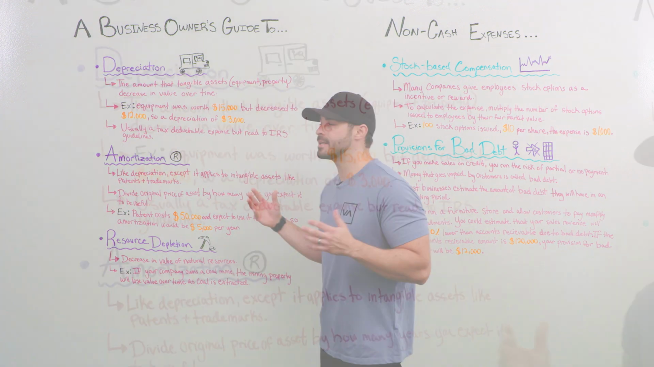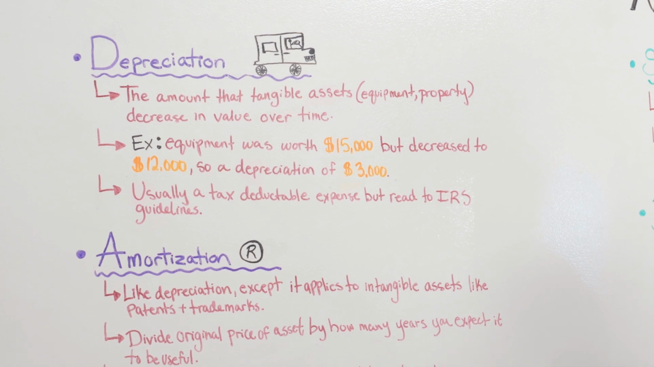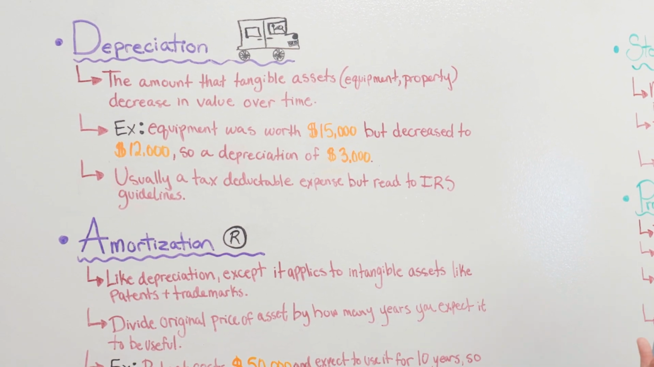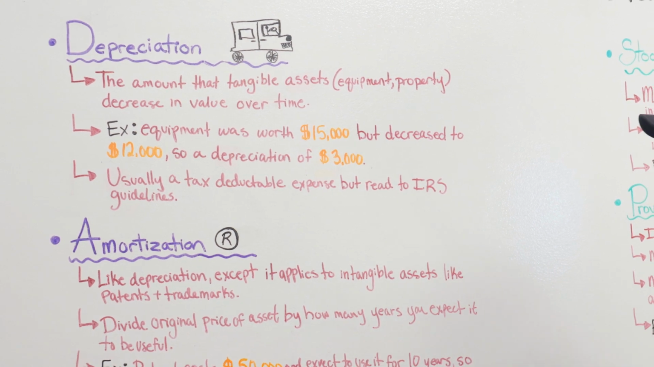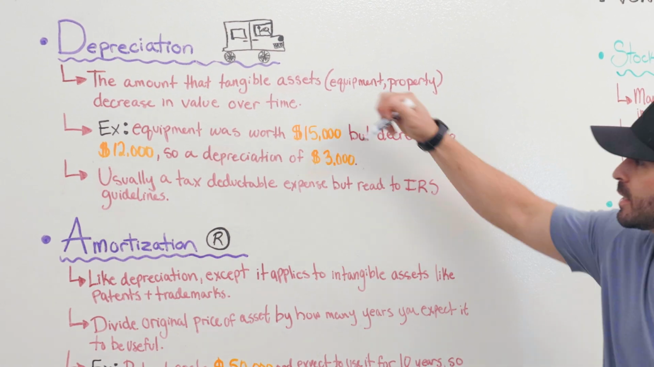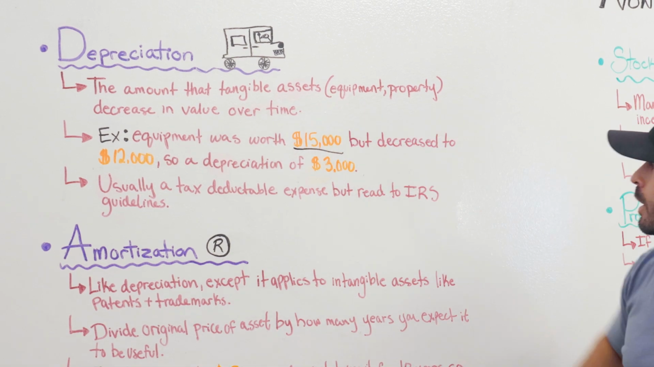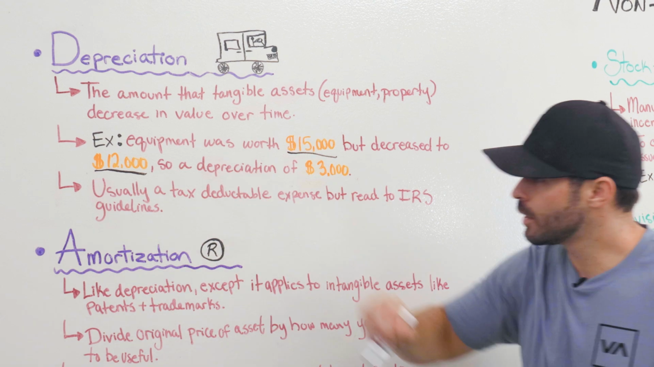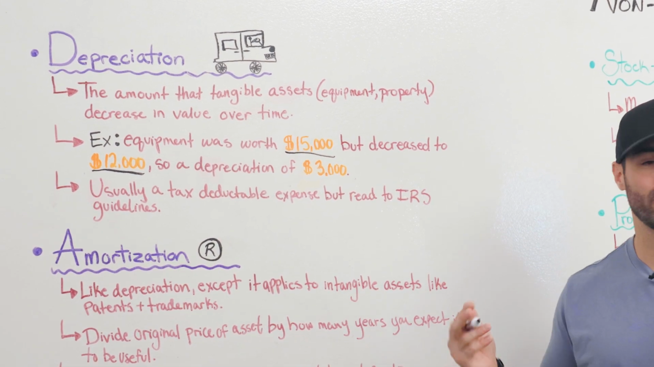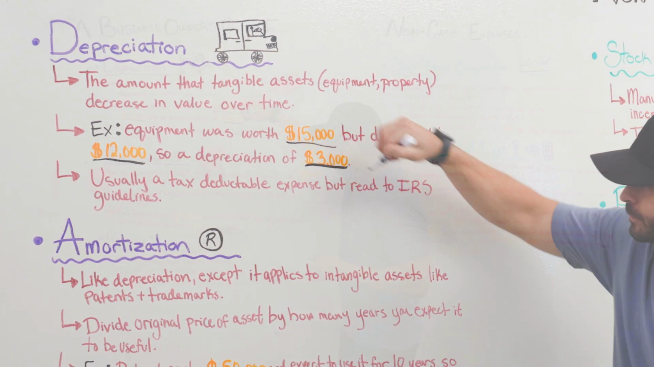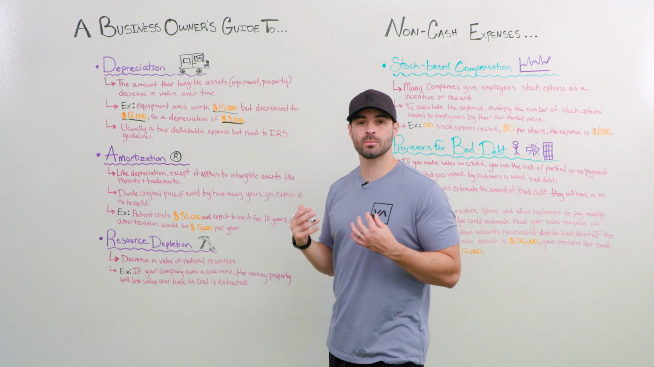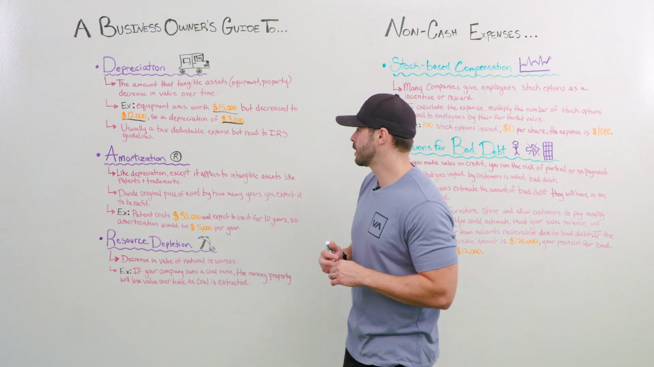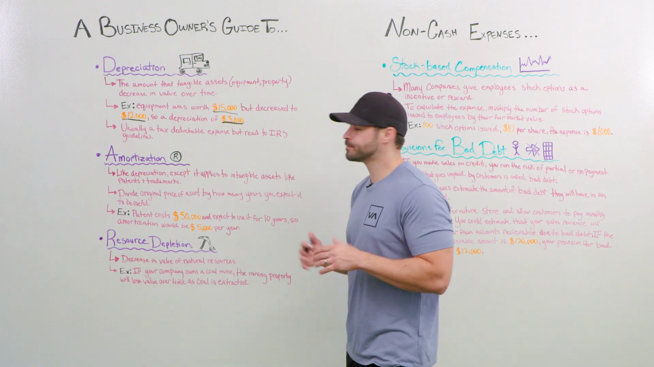So the first one we're going to look at is depreciation. Depreciation is the amount that tangible assets such as equipment or property decrease in value over time. So we have this example. Let's say you purchased equipment worth $15,000, but that price is decreased to $12,000. So your depreciation value is now $3,000. This is usually a tax deductible item, but you're going to want to refer to the IRS guidelines for further instructions.